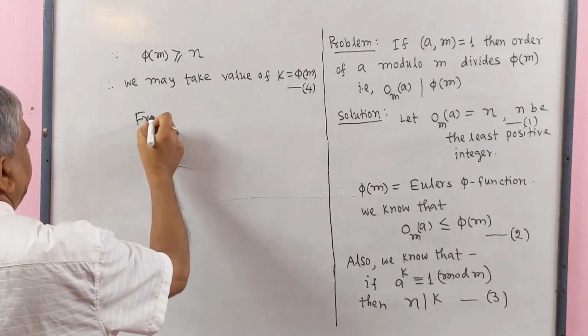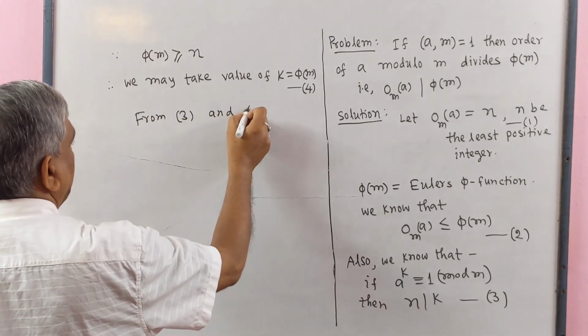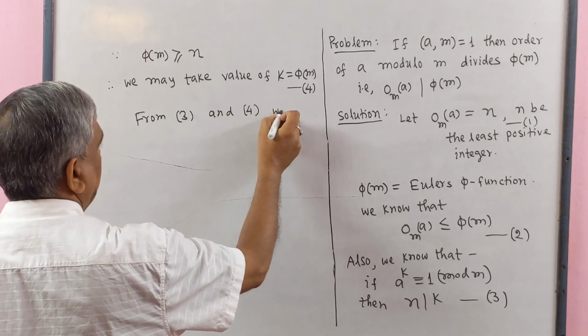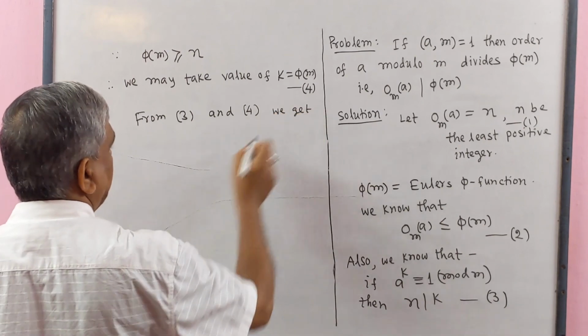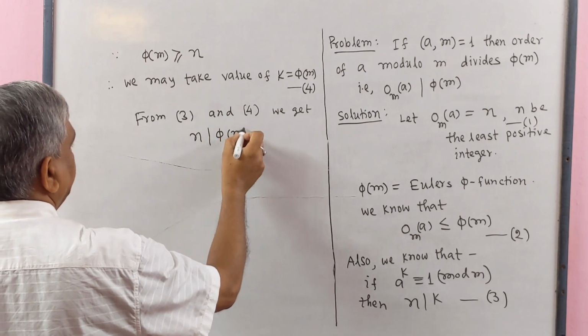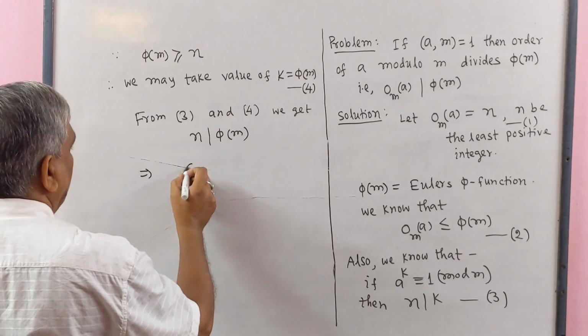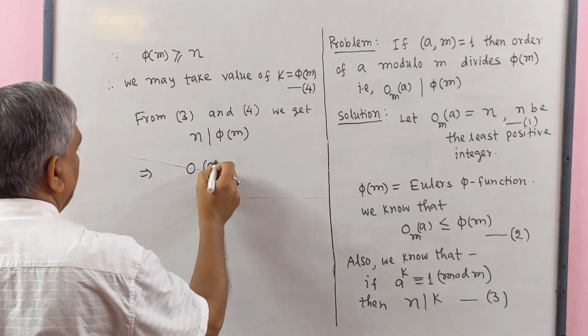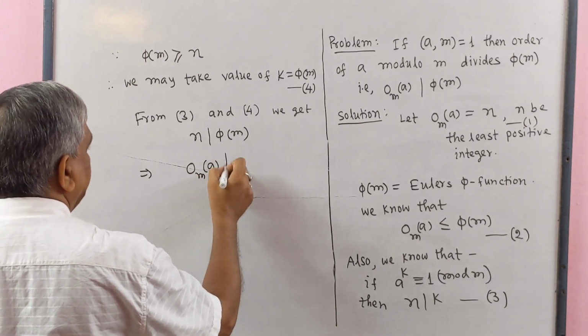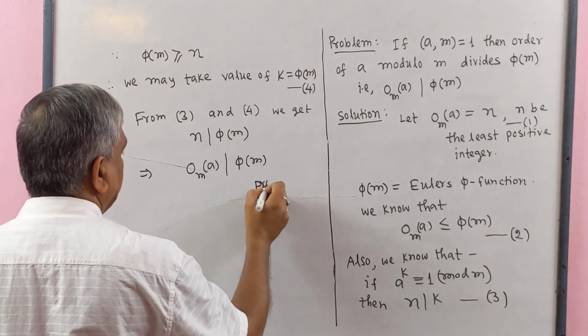From 3 and 4 we get N divides phi M, which implies that N, the order of A modulo M, divides phi M. Proved.